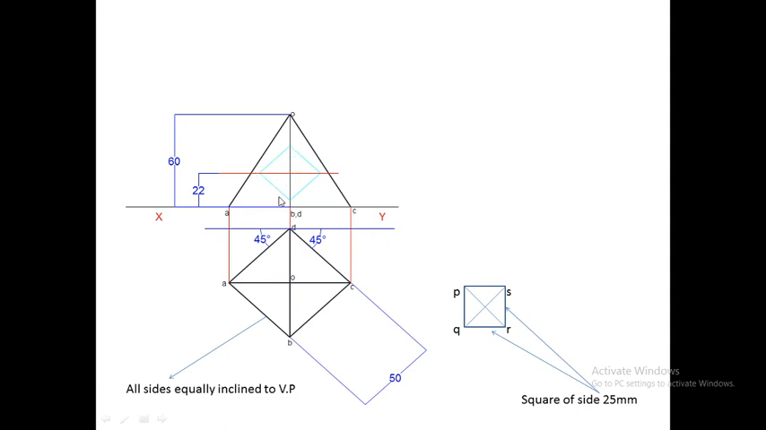So this square represents a square hole which is given in the question, and this square is in the form of a kite, since in the question it was given that all the sides are equally inclined to HP. So whenever it is given all the sides of the hole are equally inclined to HP or equally inclined to VP, the square should be in the form of a kite.